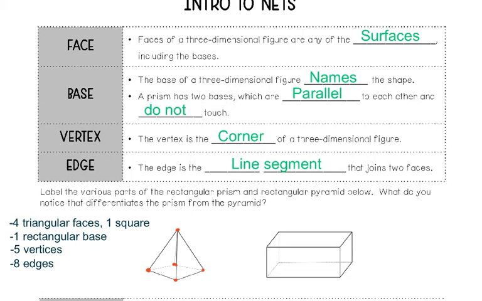So it's got 8 edges, 4 edges that make the triangles connect, and it has 4 edges that make the bases connect. And then obviously, as you can tell, that's different than the rectangular prism, which we went over with the Pop-Tart example. There's 6 faces, you have rectangular bases, you have 8 vertices, and 12 edges.